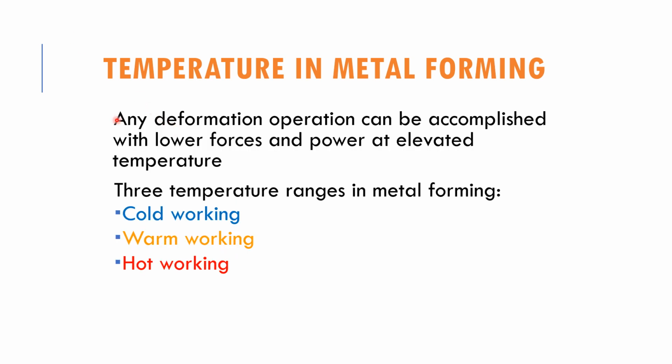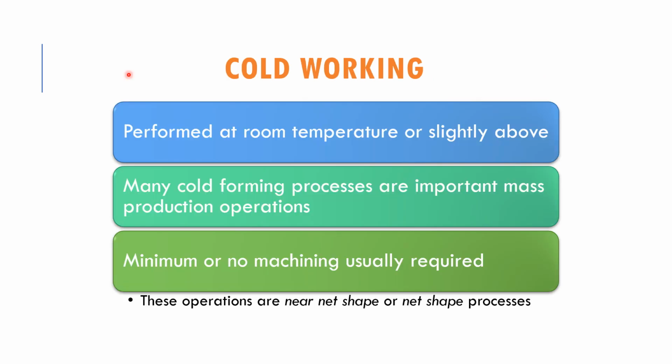Due to that, the temperature in metal forming is classified into three levels. One is cold working, second is warm working, and third is hot working. Now let us look into the types of temperature one by one. The first one is cold working. As the name says, it is performed at room temperature or slightly above.